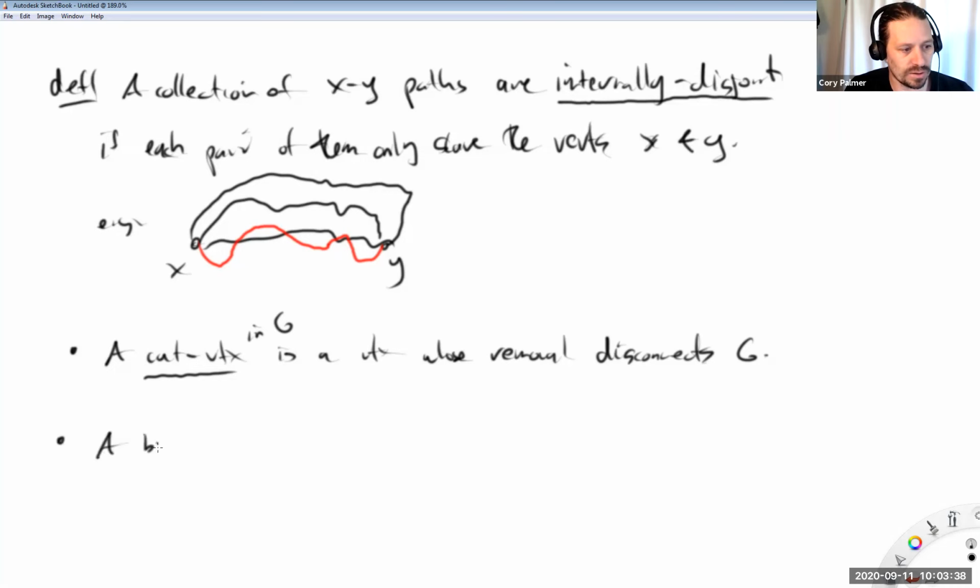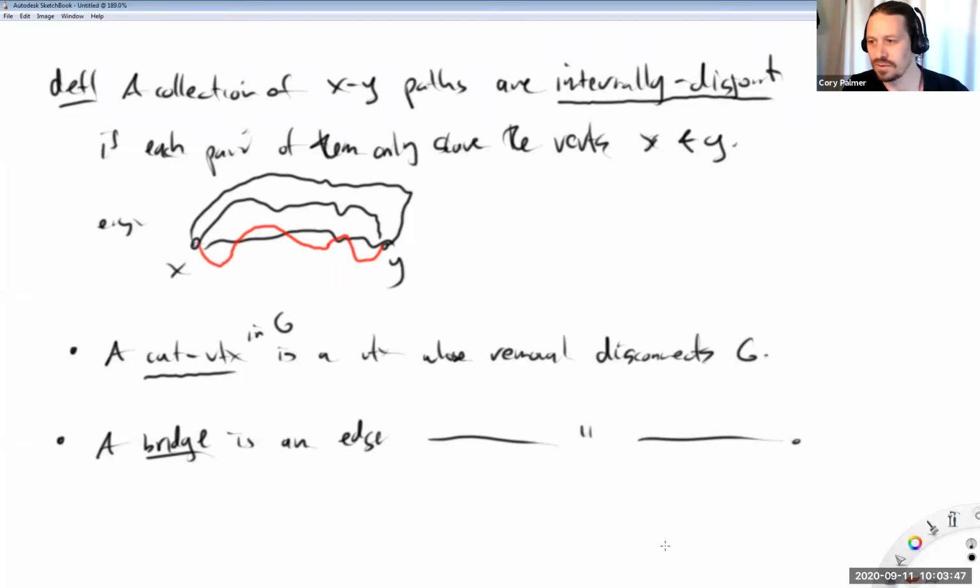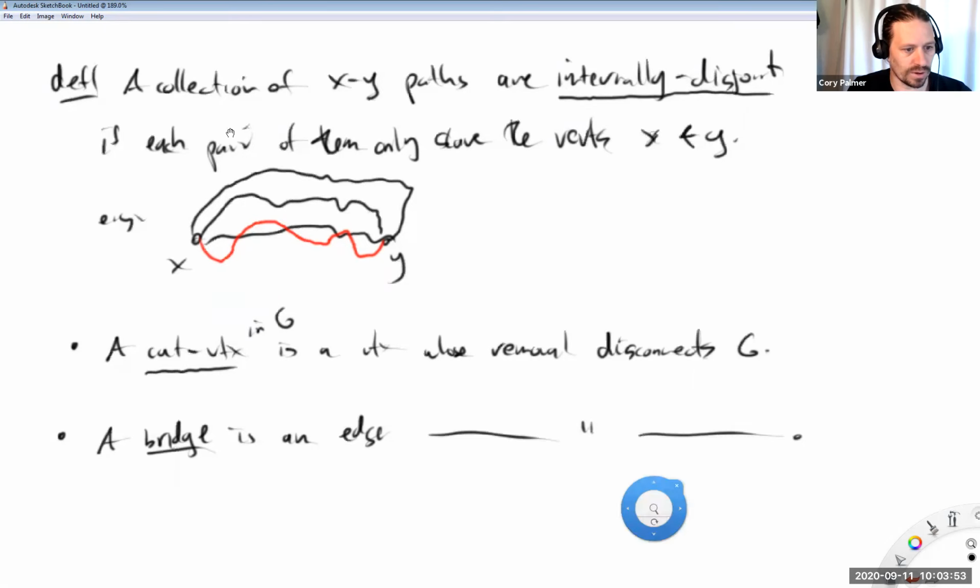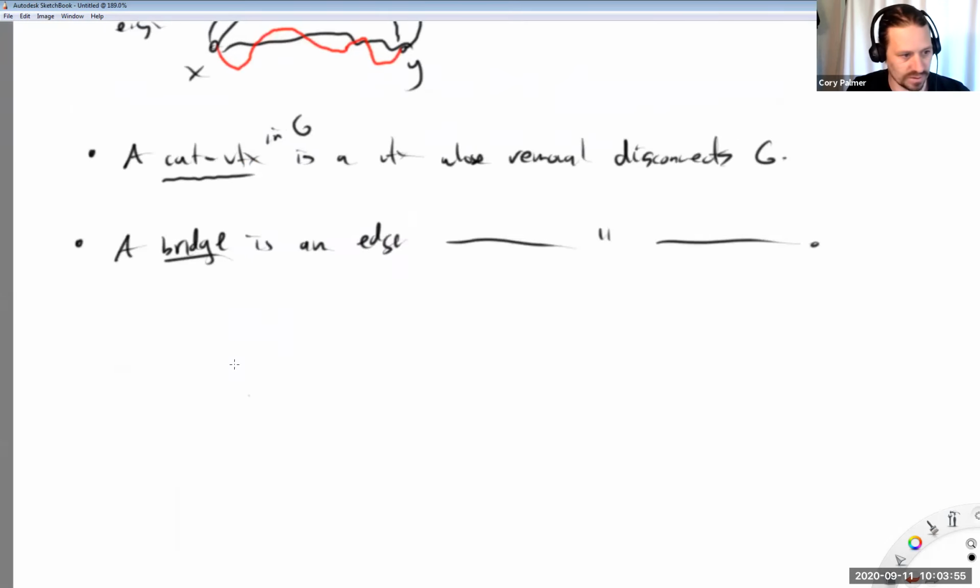So a bridge is an edge whose removal disconnects G. Same definition, okay? So that's a witness for not being two edge connected. Let me just draw one graph here with cut vertices and bridges. Maybe something like this. No, let's make this nicer. Oh yeah, that's fine.